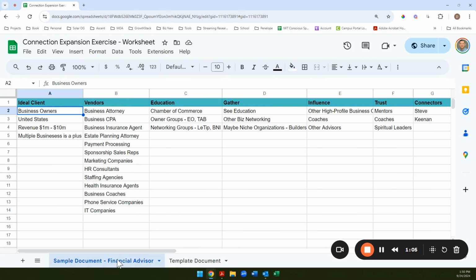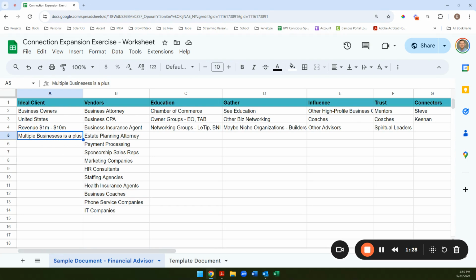So for this example, I'm going to act like I'm a financial advisor, and I'm looking to target business owners in the US doing revenue of $1 million to $10 million. And if they have multiple businesses, that's a plus. I'm not very specific. I haven't picked a niche yet. And so there's a lot of opportunity here to refine. And you'll see where that might come into play as we move through and how I might refine that later.